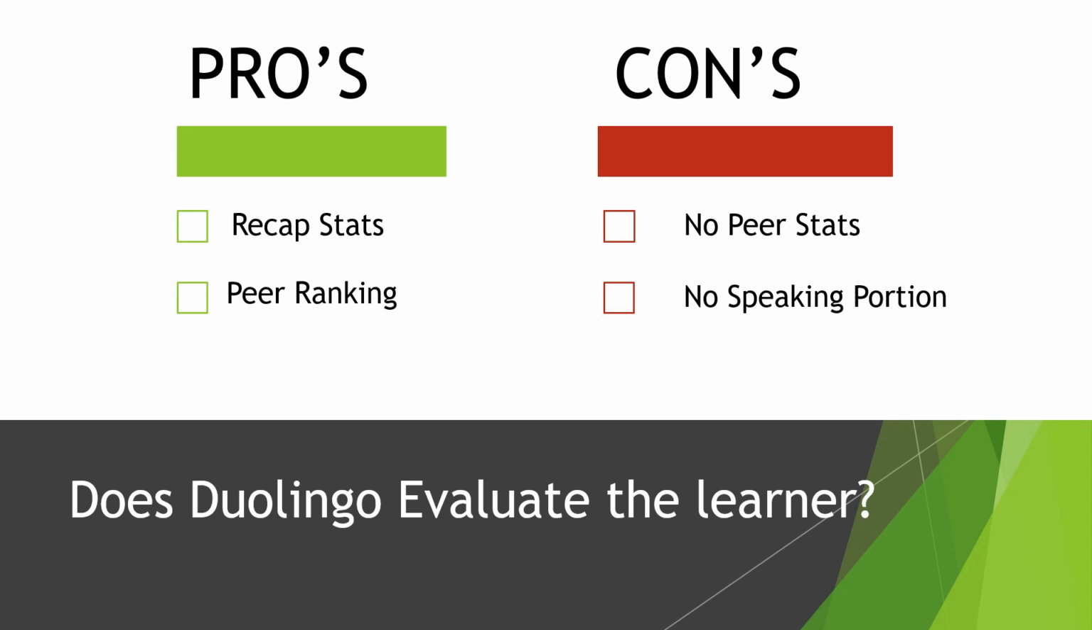There's a section that ranks you amongst your peers, but it's based on XP, which is a form of points. This is positive in that it creates a competitiveness and shows you how more time spent in the app allows you to move up the ranks. But I'm not really sure how quantifiable it is because points don't necessarily translate into how well you're doing at the language. And then finally, Duolingo is lacking a spoken learning method.